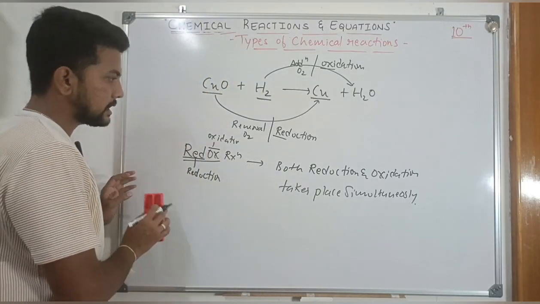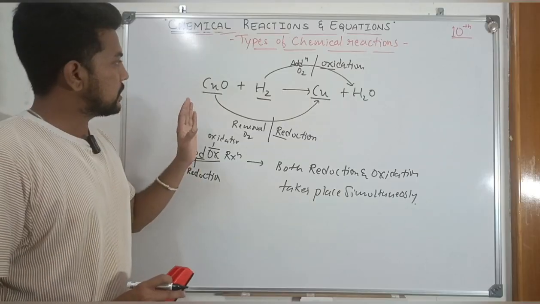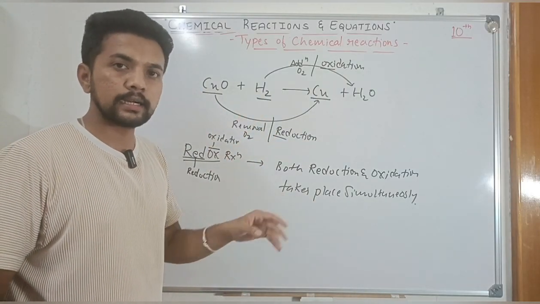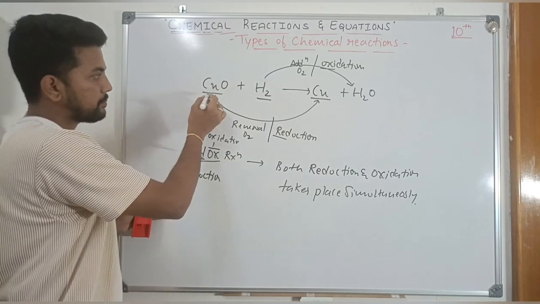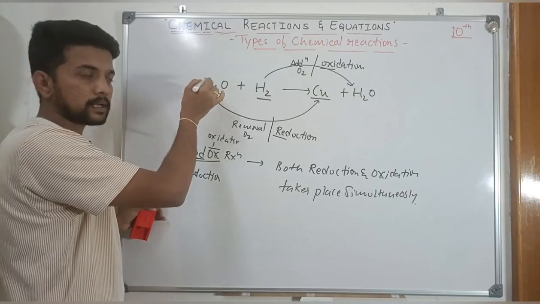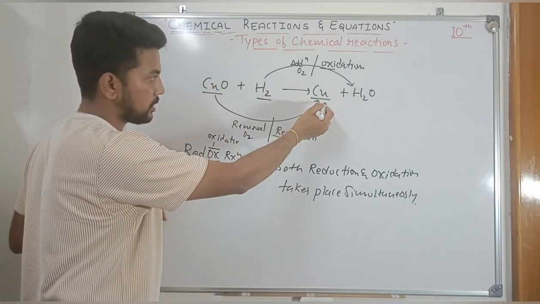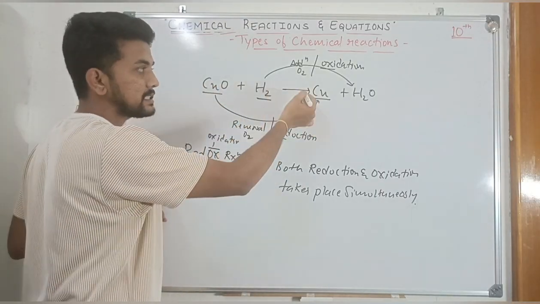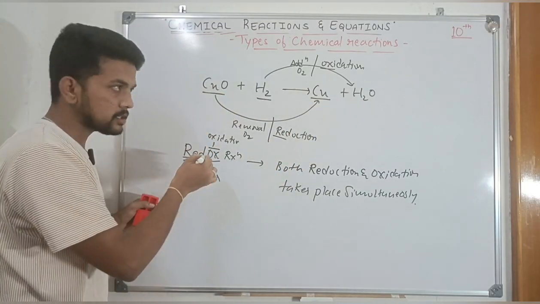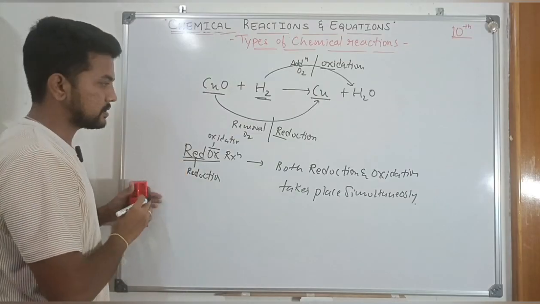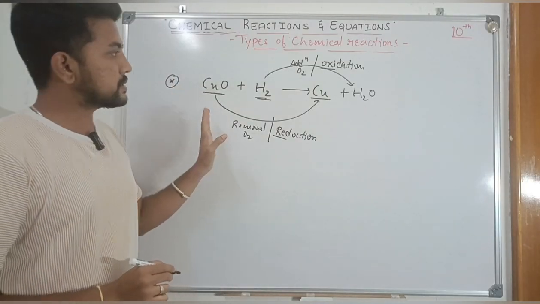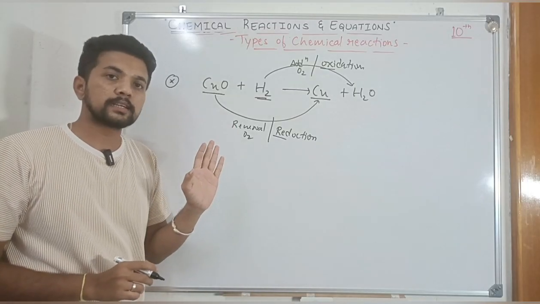So here, observe, another question they can ask is, which reactant undergoes oxidation and which reactant undergoes reduction. So here copper oxide is reduced to form copper. Hydrogen is oxidized to form water molecules. So here copper oxide is reduced, hydrogen is oxidized. So with respect to this example, which one undergoes oxidation and which one undergoes reduction?